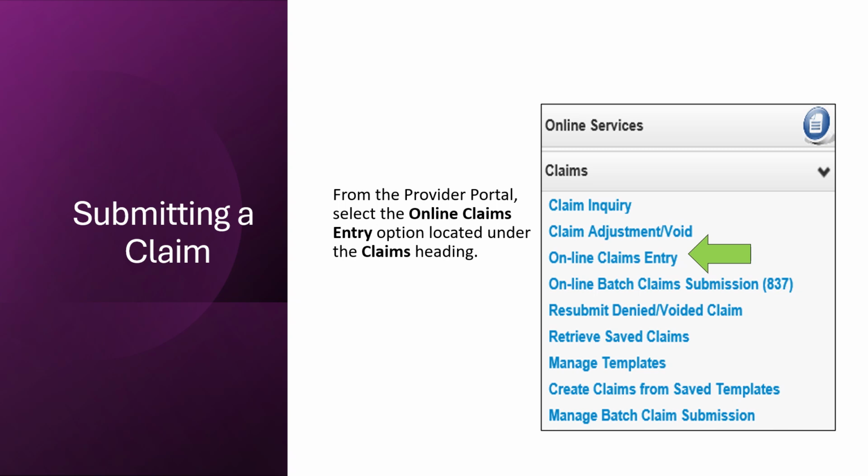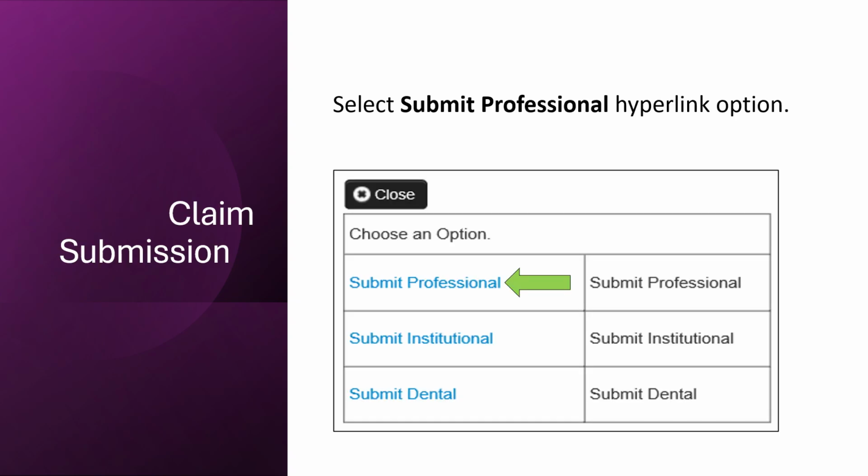Once you select the Go button, you will be taken to the ProviderOne menu. From here, look for the section labeled Claims. In that section, select the third option down, Online Claims Entry. This is a hyperlink, and selecting it will take you to the next page. Once you are on this screen, you will want to choose the first option, Submit Professional Hyperlink. Selecting this will advance you to the Claims Entry page, where you can begin filling out the claim form.